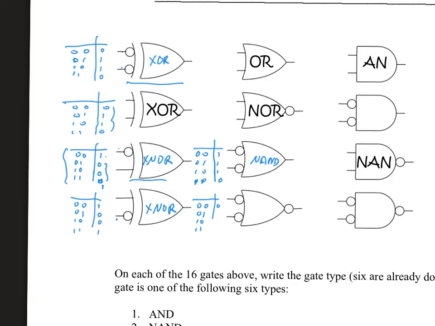A 0, 1, we NOT those, and we get a 1, 0. We OR those together, and that would give you a 1, and then we NOT that, and that gives us a 0. 1, 0 turns into 0, 1. We OR those together, and it gets a 1, and then we NOT that, and we get a 0. 1, 1 turns into 0, 0. We OR those together, and we get a 0, and then we NOT that, and we get a 1.